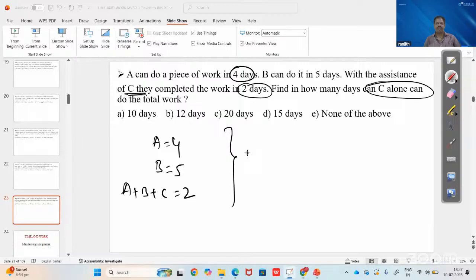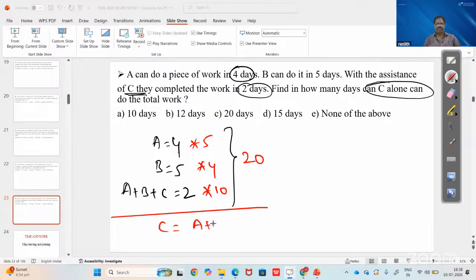4 5s are 20. LCM equals 20. In the 4 table, 20 is 5 times. In the 5 table, 20 is 4 times. In the 2 table, 20 is 10 times. Now what we need to find out is C alone, where C equals A plus B plus C minus A plus B. What is the total efficiency of these three? 10. And the efficiency of A and B equals 9. So the difference of 10 and 9 equals 1.